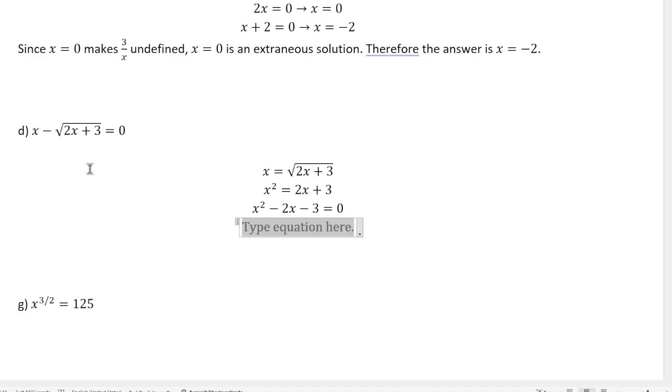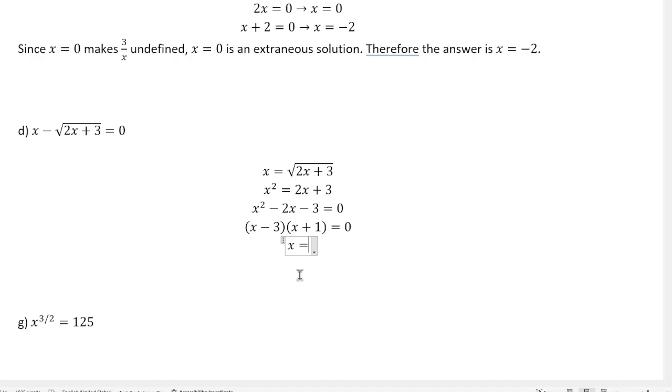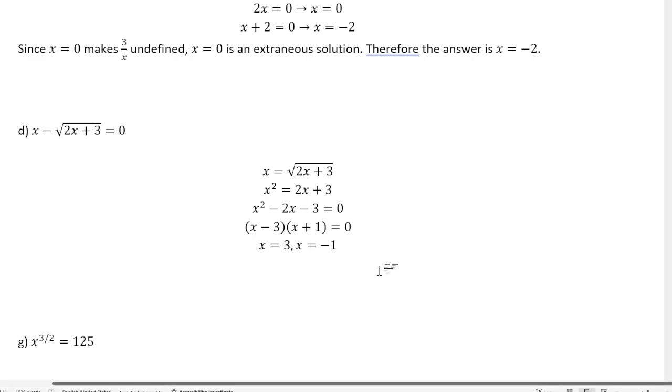And while you can solve this by using the quadratic formula, it's faster if you can factor. See, x minus 3 times x plus 1 gives you the 0, because as you can see that negative 3 plus 1 is negative 2, and negative 3 times 1 is negative 3. Okay, because of this, now you have x equals 3 and x equals negative 1 as the solution. But then you have to check whether the original equation is satisfied by these things.